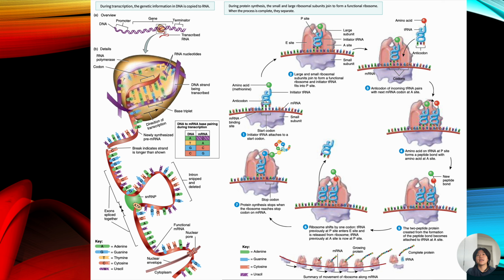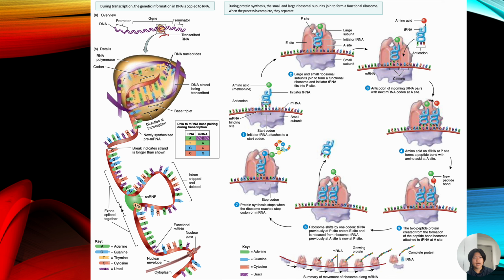We see that there are three spaces in the ribosome. They're called the E site, the P site, and the A site. The P site is the peptidyl site. It binds to the tRNA that's carrying the peptide chain. So the chain is always on the P site.